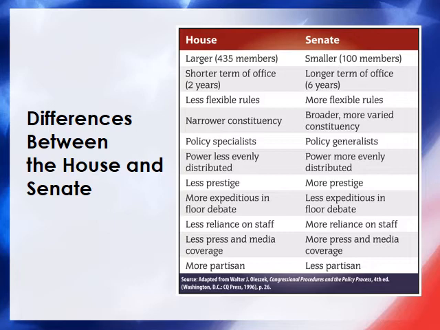The House represents a narrow constituency. House districts tend to be, particularly these days, due to gerrymandering, very Republican or very Democratic, very conservative or very liberal, whereas members of the Senate have to represent a whole state, so they tend to have a much broader constituency. I won't go through each of these. Some of this I've already explored.